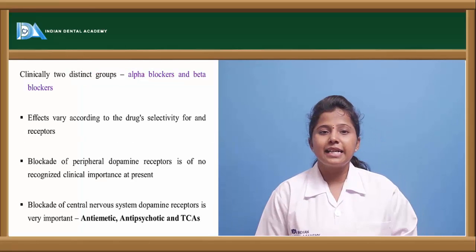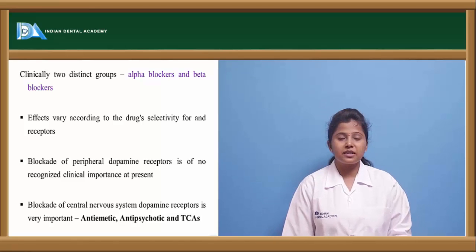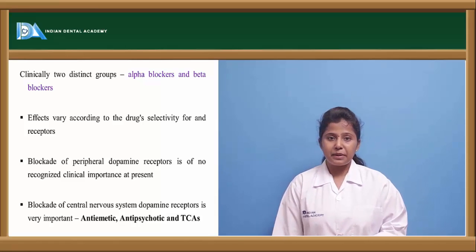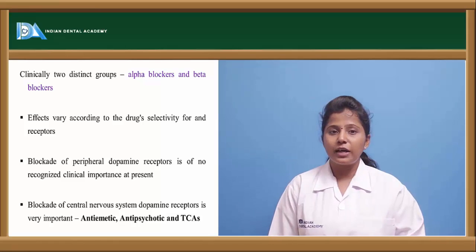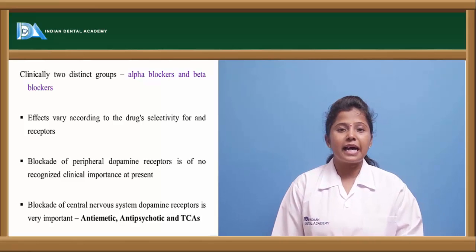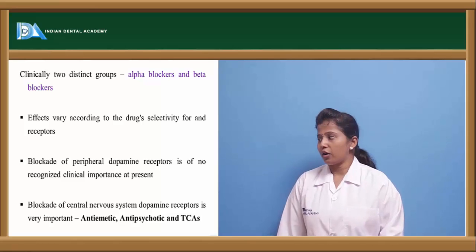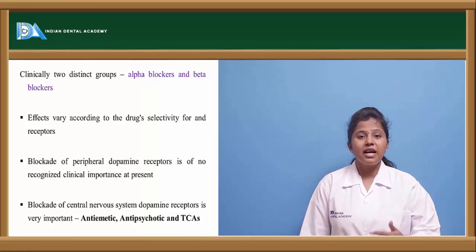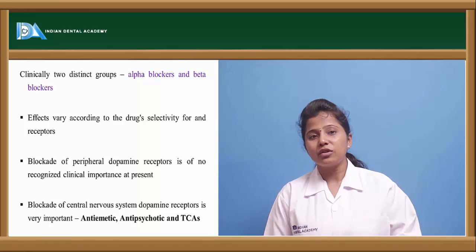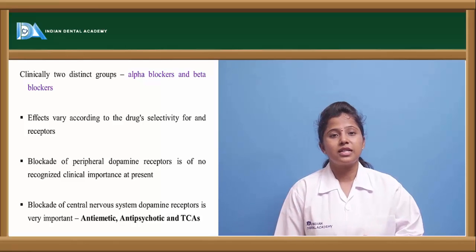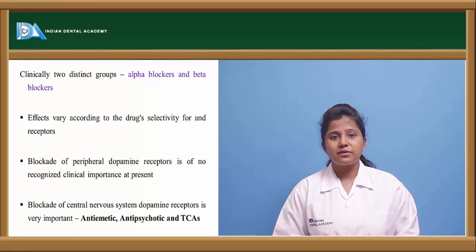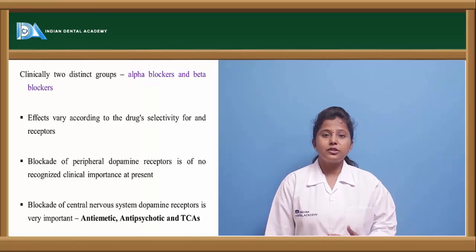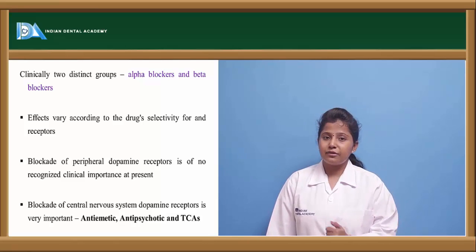Clinically there are two distinctive groups, as dopaminergic antagonists are not clinically used as sympatholytics. Only two categories are important, that is alpha as well as beta adrenergic blockers. The sympatholytic effects differ based on the drug which is binding to the receptors, or the drug's selectivity towards the receptors. If a drug is binding to alpha receptors, we say it is an alpha antagonist. If it is binding to beta receptors, we say it is a beta antagonist. So based on the selectivity of the drug towards the receptor, the drugs are categorized.